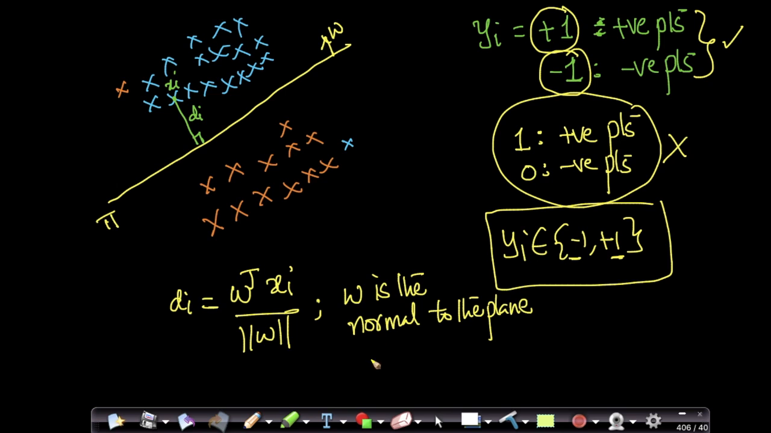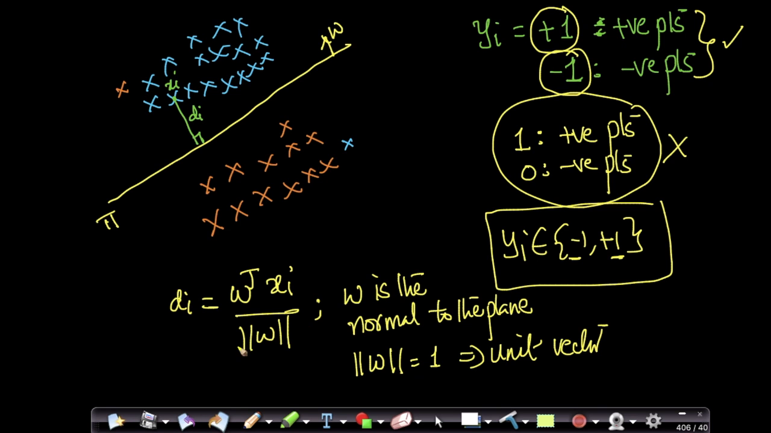So now let's assume w is a unit vector, let's assume the norm of w equals 1. What does this mean? It means it's a unit vector. If w is a unit vector, I don't have to worry about the norm of w, right? Then my distance di is nothing but w transpose xi, because the denominator has become 1. So I can just discard this denominator now. My distance to a point is w transpose xi.